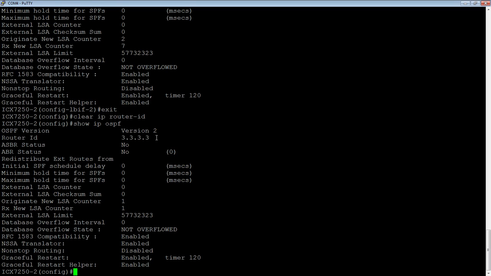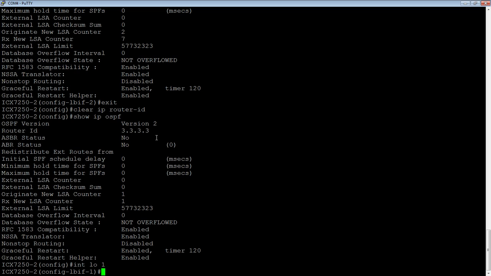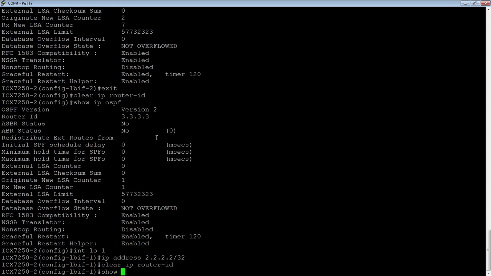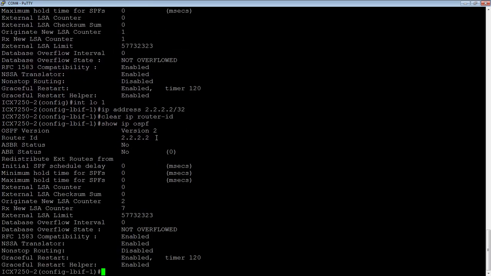So if I add a new loopback, loopback 1, our loopbacks start at 1, by the way, and go up. We'll give that 2.2.2.2/32. And again, we'll clear our router ID. Show IP OSPF. So our router ID has now changed to the lowest loopback on the device.